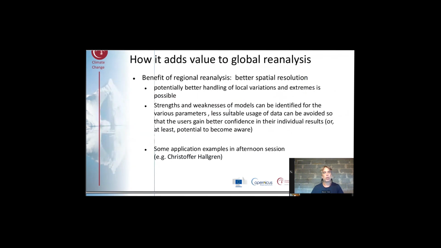And yes, this has already been said, that it adds value because it can resolve both topography and local variations of the forecasts or observations and such things in the regional reanalysis with higher resolution. Yes, that was it. Yeah, thank you.